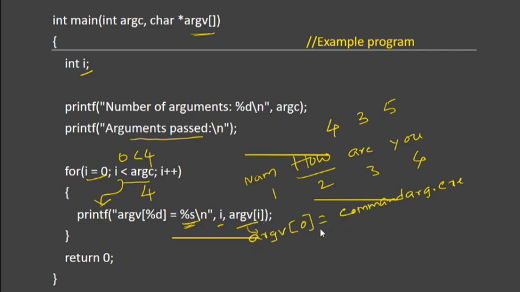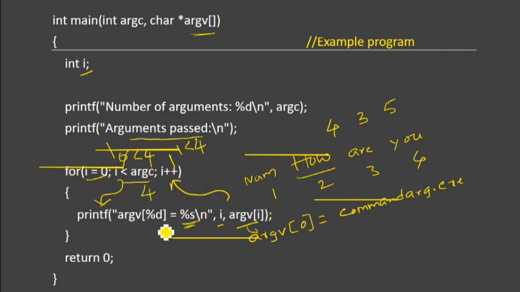First argument is what? Nothing but the program name, and it goes up after that. From here it goes up, so i will be incremented by 1. Now i value is 1. Now 1 is less than 4, right? 1 is less than 4, it is true.